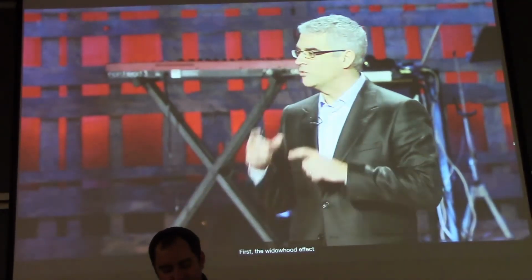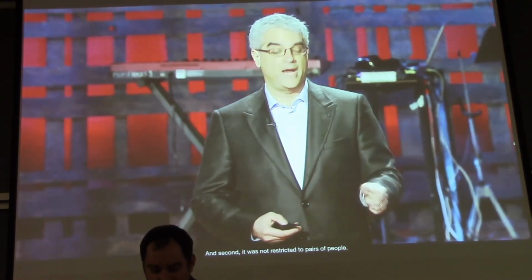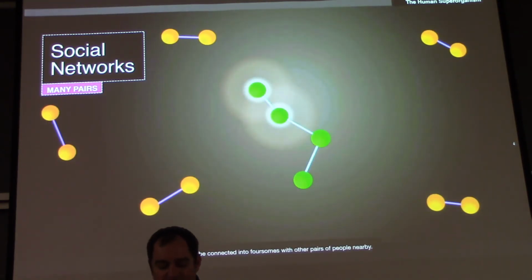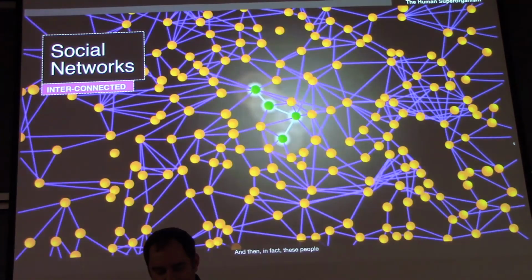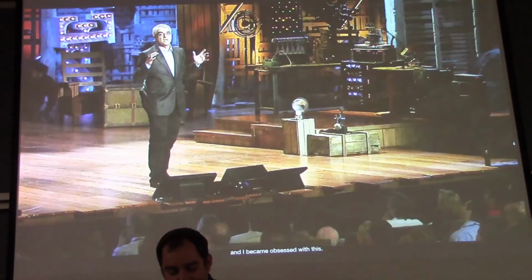First, the widowhood effect was not restricted to husbands and wives. And second, it was not restricted to pairs of people. And I started to see the world in a whole new way, like pairs of people connected to each other. And then I realized that these individuals would be connected into foursomes with other pairs of people nearby. And that in fact, these people were embedded in other sorts of relationships, marriage and spousal and friendship and other sorts of ties. And that in fact, these connections were vast. And that we were all embedded in this broad set of connections with each other. So I started to see the world in a completely new way, and I became obsessed with this.